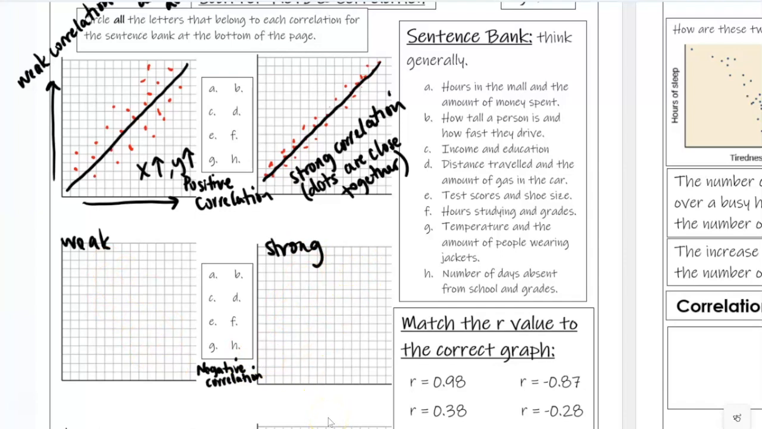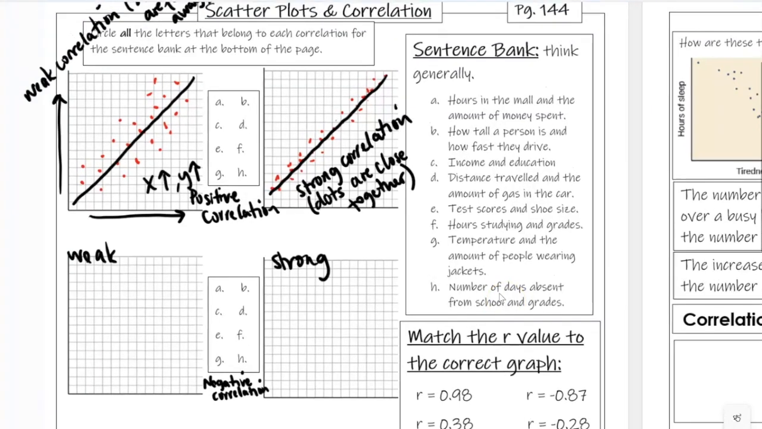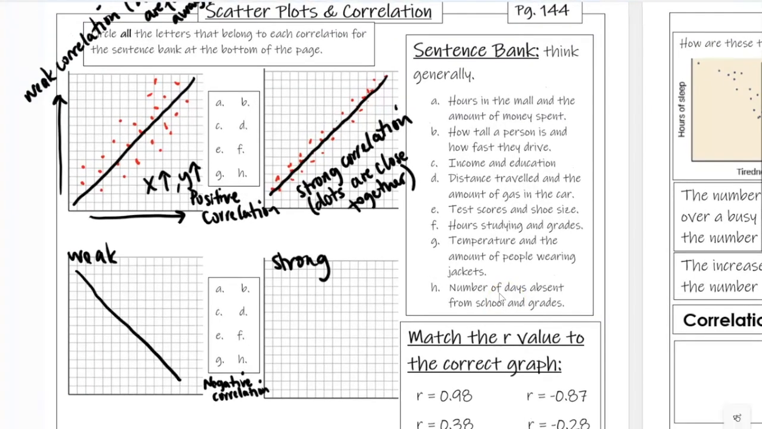So let's go ahead and actually do this backwards. We're going to do the line of best fit first. I want both of these to be negative. So here's the line, here's me cheating, doing the line of best fit first. Negative, going down. Then I'm going to do my dots.